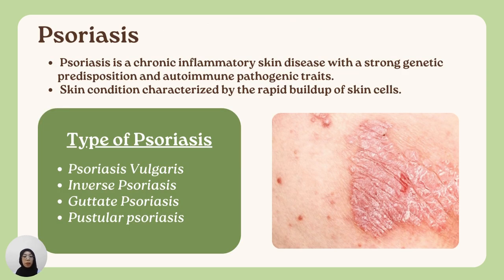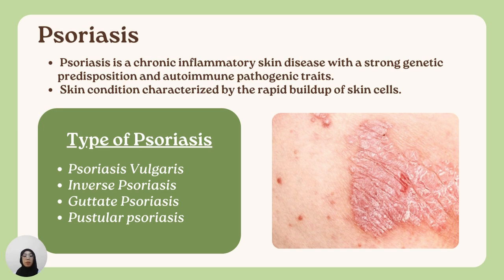Now I'm going to talk about a disease related to the skin, which is psoriasis. Psoriasis is a chronic inflammatory skin disease with a strong genetic predisposition and autoimmune pathogenic traits. And psoriasis is a skin condition characterized by the rapid buildup of skin cells. And you can mainly find psoriasis on the elbows, knees, scalp, or the trunk.